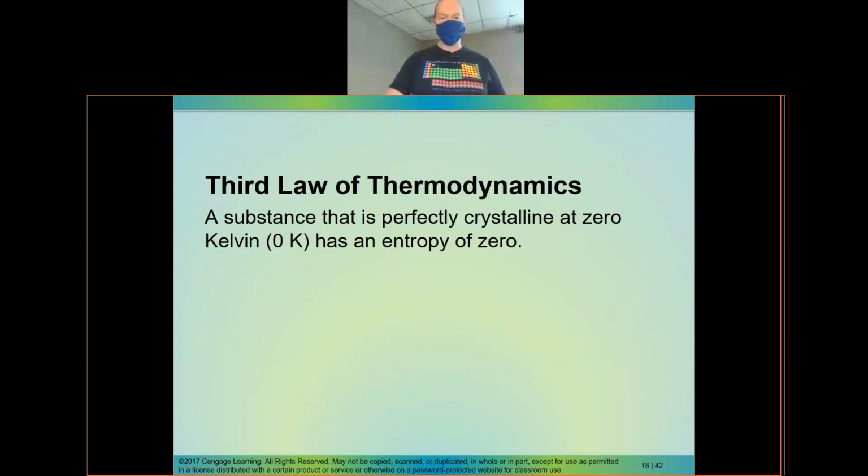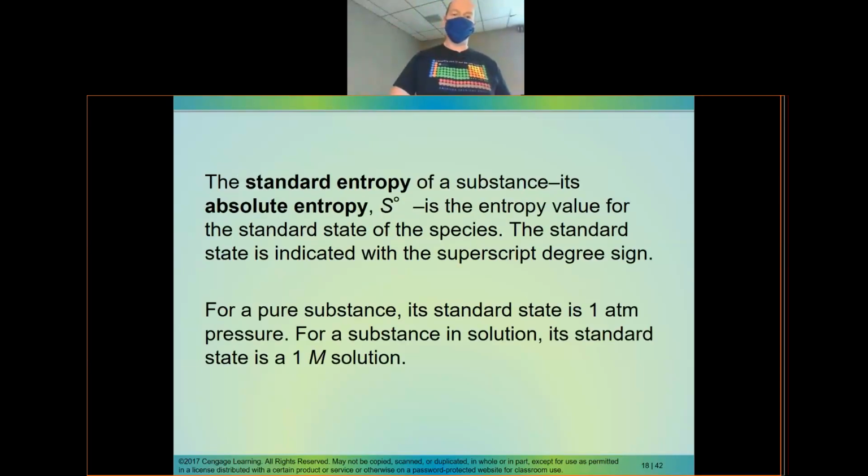All right, and so that is the third law of thermodynamics. A substance that is perfectly crystalline at 0 Kelvin has an entropy of 0. All right, so we're talking more about entropy. Note that the circle, the standard conditions, the little naught on top of your delta H's, your delta S's, these are standard states. So we're talking about 1 atmosphere and 25 degrees Celsius.